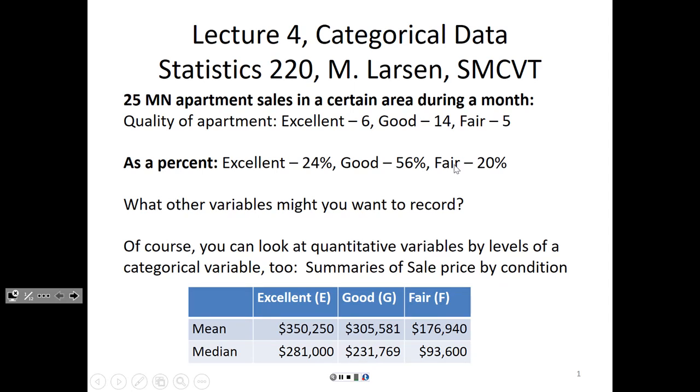For these apartments, if you were selling apartments or buying apartments, what are some other variables you might want to think about recording?